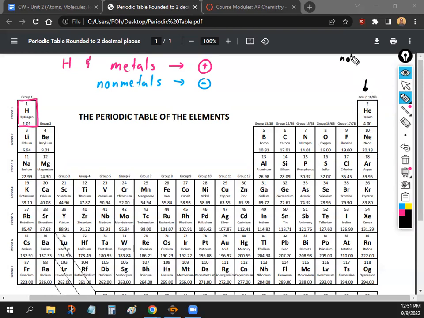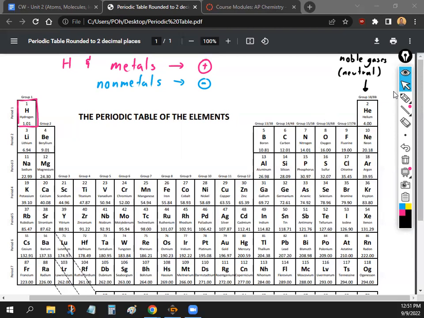Okay, these are called the noble gases. And these guys, they like to stay neutral. So the noble gases like to be neutral. All right, so that's the pattern for the elements. Any questions or things you need to clarify?